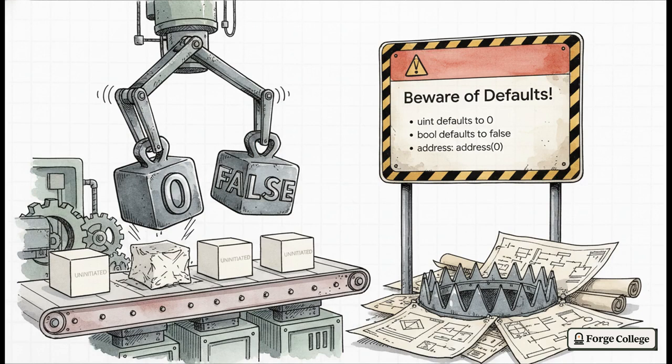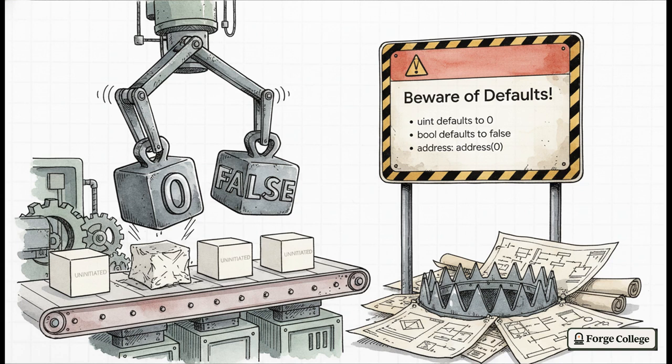Beware of defaults. In Solidity, there's absolutely no such thing as null or undefined. If you declare a variable but don't explicitly initialize it, it just automatically gets a default value based on its type. A uint defaults to 0, a bool defaults to false, and an address defaults to the 0 address.